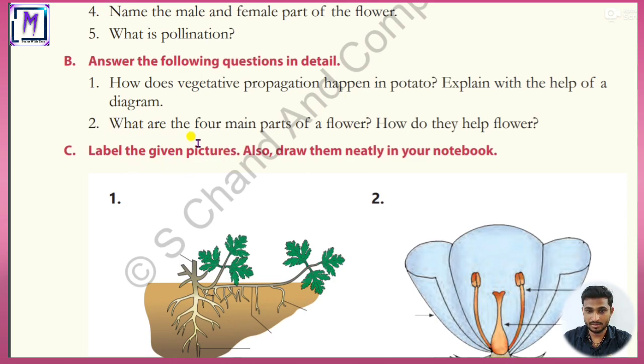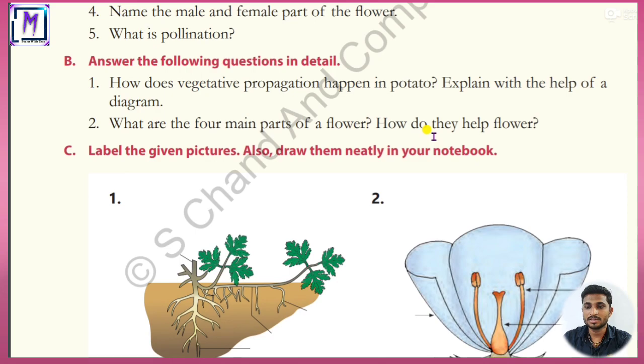The next question is: What are the 4 main parts of the flower and how do they help the flower? As we have learned, stamen, pistil, sepals and petals are the 4 main parts of the flower. And how do they help the flower? Sepals are holding the whole flower. Then petals are attracting the insects to bring about pollination. This is the importance of the petals. That's why they have different colors.